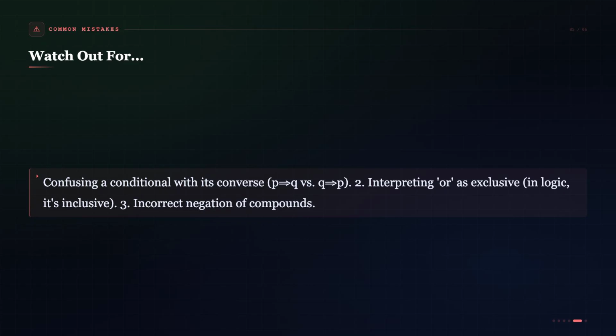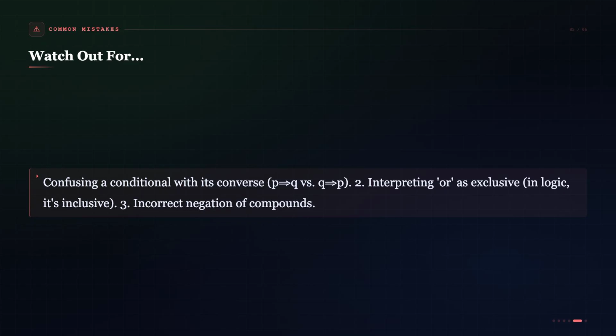A very common mistake students make is confusing a conditional statement with its converse. The converse of if P then Q is if Q then P. These are not logically equivalent. "If it is a dog, then it is a mammal" is true. Its converse, "if it is a mammal, then it is a dog," is certainly false.